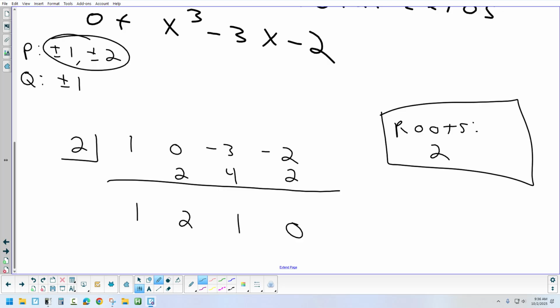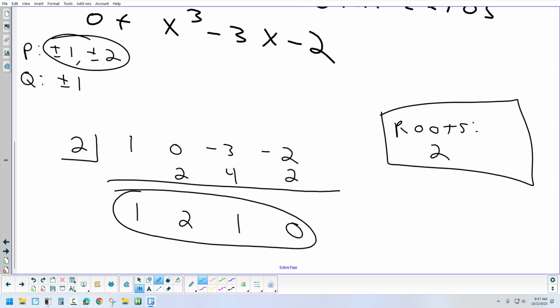Now, what part of this am I interested in now? 0? Well, I already used that fact. So I used that to prove that 2 is a root. So now we're done with looking at the remainder. We're interested in the quotient.